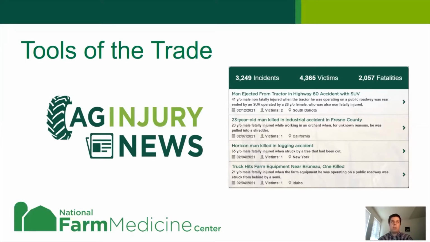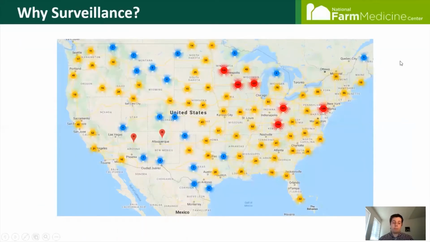So why is something like Ag Injury News important? Why is surveillance an important tool? Well, frankly, there are a lot of agricultural injuries that happen in the US. This is an example map from Ag Injury News, and you can see all of these dots on the map represent anywhere from 1 to over 100 different injuries that occurred in that area.